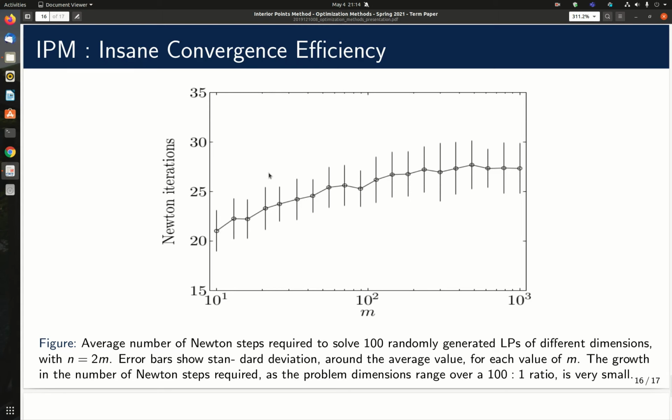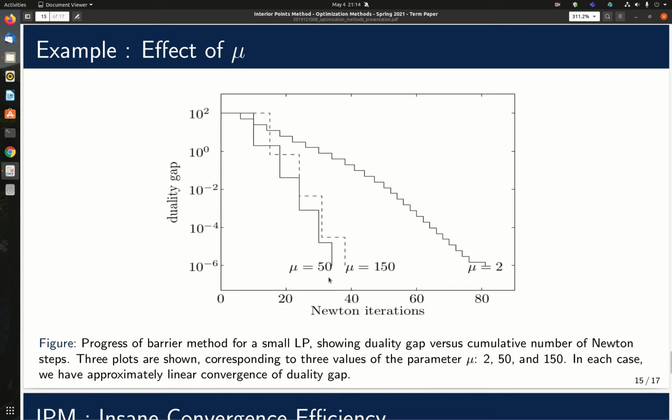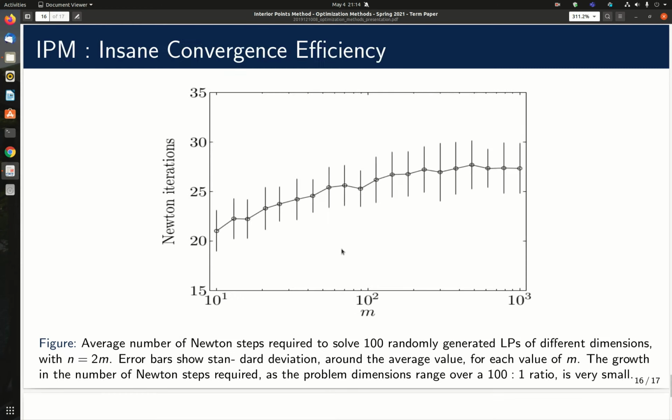Turns out that here, as I said, this was a linear programming problem with 100 variables and 100 inequality constraints or something of that sort, and with mu equal to 50, this takes 35 iterations. But the insane thing is that as m increases, even exponentially, the number of Newton iterations does not increase. The increase is just O of one.